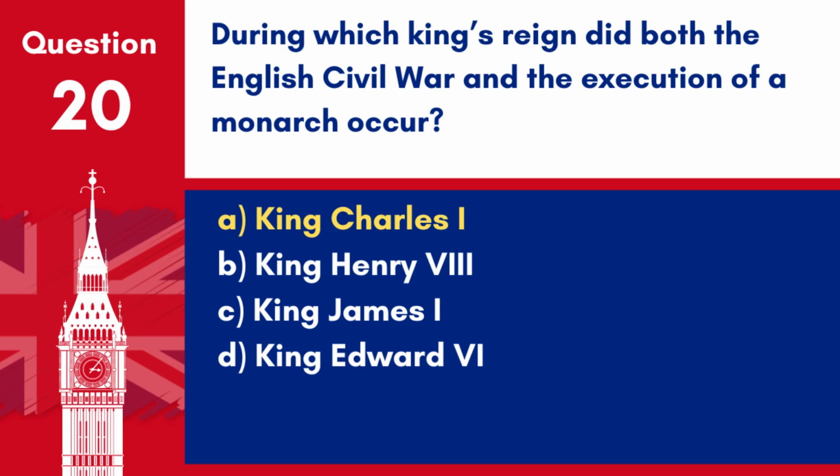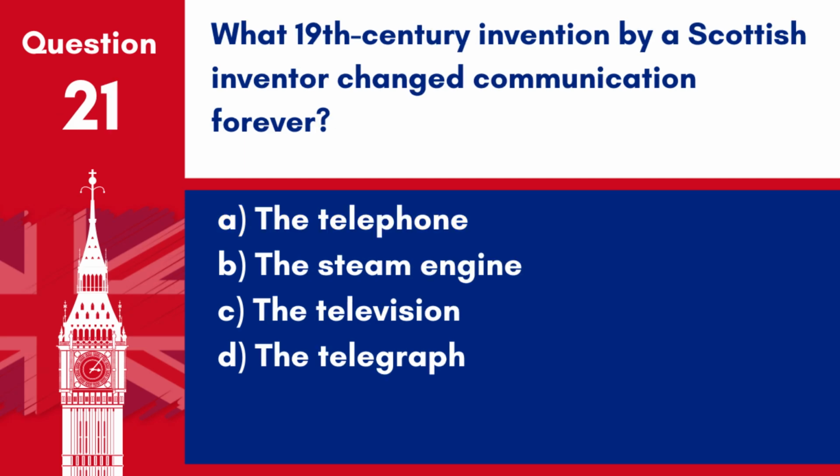Answer. A. King Charles I. King Charles I's reign saw both the English Civil War and his subsequent execution in 1649, marking a significant period in British history. Question 21. What 19th-century invention by a Scottish inventor changed communication forever? A. The telephone. B. The steam engine. C. The television. D. The telegraph.